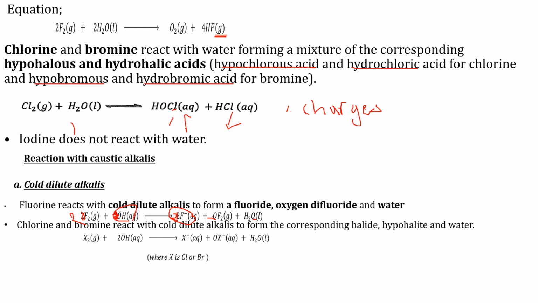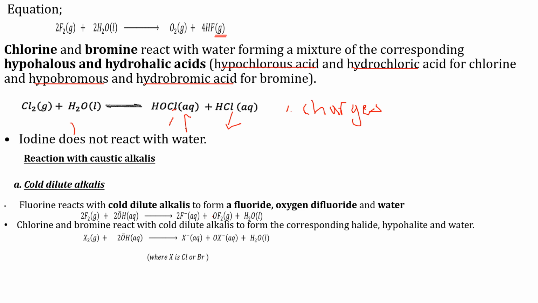And then lastly, we always balance hydrogen last. So you find that there are 2 hydrogen on the left hand side. What about this side? There are also 2 hydrogen on the right hand side. But we shall make a separate video that explains how to balance equations, because that's the reason why most students are running away from inorganic chemistry.